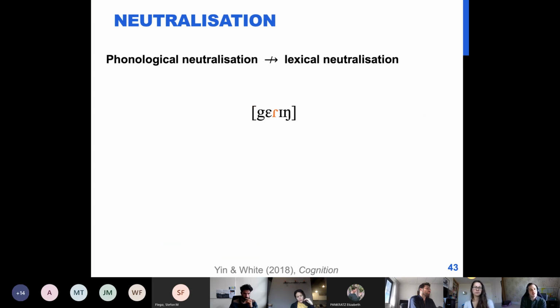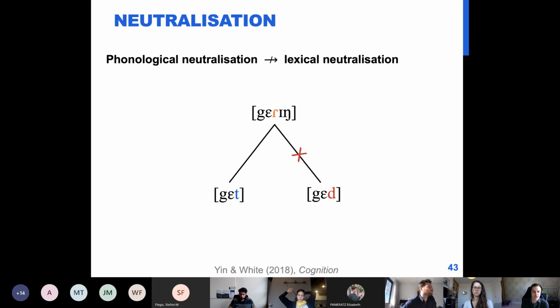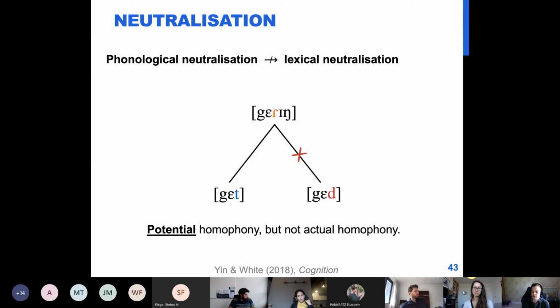It's worth keeping in mind, however, that phonological neutralization does not entail lexical neutralization or homophony creation. If we imagine a word like getting, for instance, this also has this flap that's derived from this phonological rule. But in this case, it's not ambiguous at all because there is a word get, and there happens not to be an existing word ged in English. So in this case, we have phonological neutralization, but for this particular example, there's no homophony, just because one of the two sides doesn't exist. So we have potential homophony here, but not actual homophony. Okay, so that's worth keeping in mind.